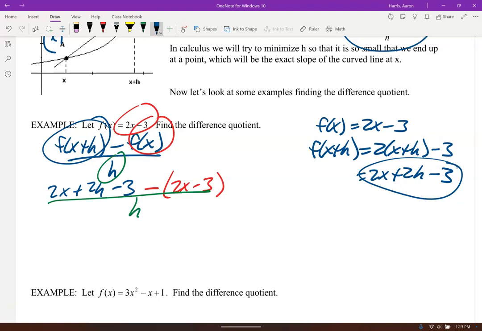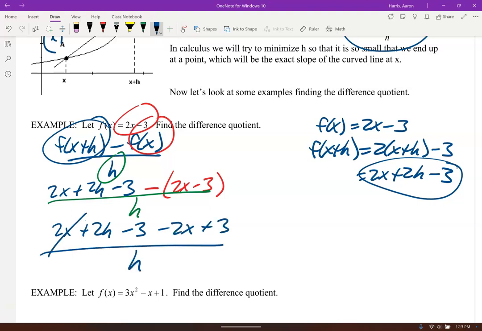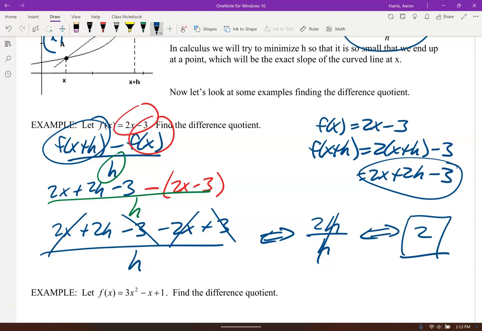And now we just clean this up. 2x plus 2h minus 3 minus 2x plus 3 all over h. Notice my 2x's cancel. My negative 3 plus 3 cancels. So this just becomes 2h over h. And my h's cancel. So this is just left with 2.